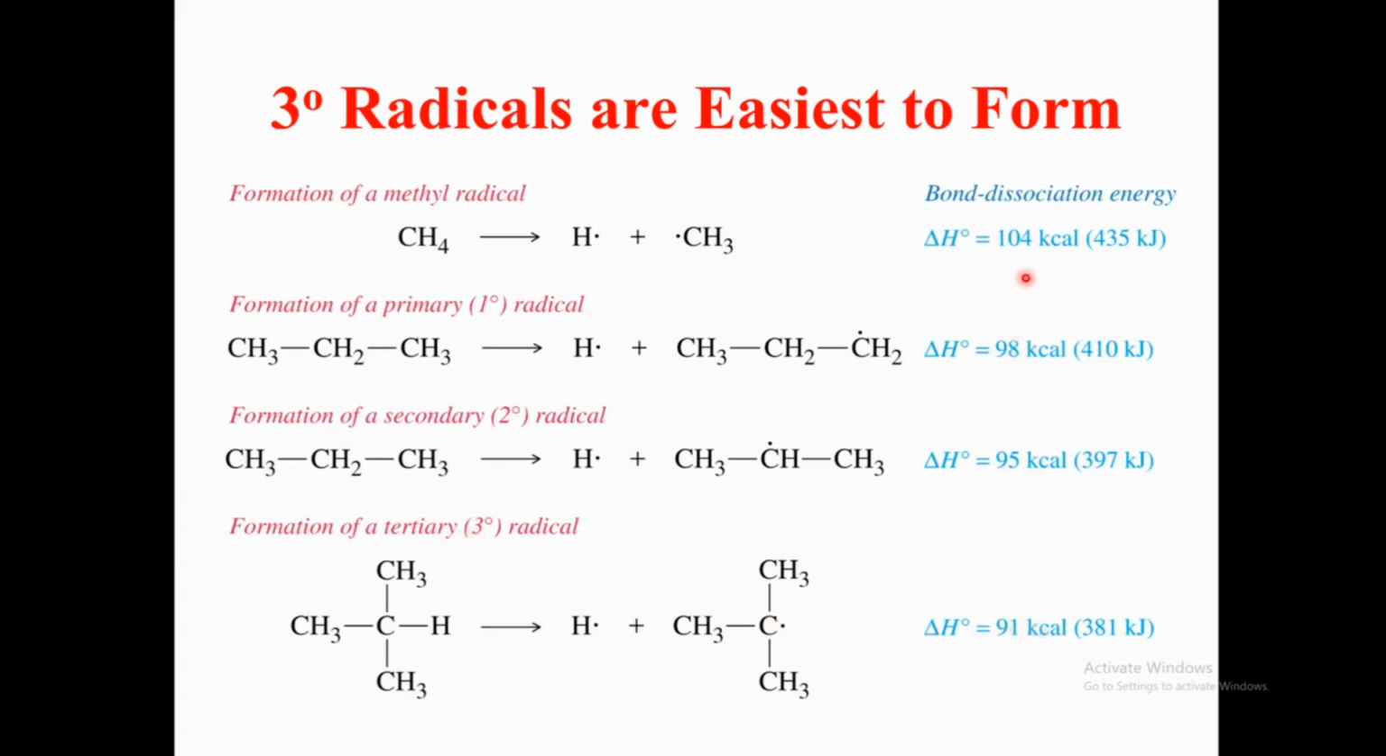So as you can see from the energy, the highest bond dissociation energy is required to generate a radical from methane. The second highest energy, 98, is required for the primary radical, 95 for a secondary, and the tertiary is the lowest, 91. This is the difference in bond dissociation energy required to generate a radical from different types of alkyls: primary, secondary, or tertiary.